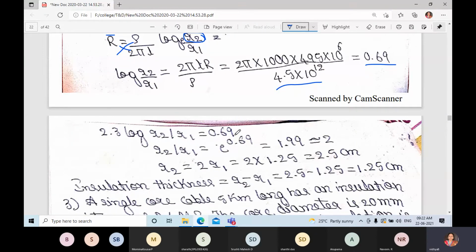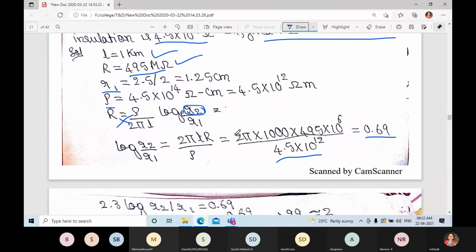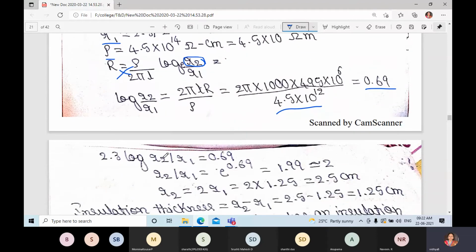From this, 2.3 log R2 divided by R1 is equal to 0.69. How do we get that? 2.3 log R2 divided by R1 is equal to 0.69. Then R2 divided by R1 is equal to e to the power of 0.69. You'll get 1.99, that is equal to 2.